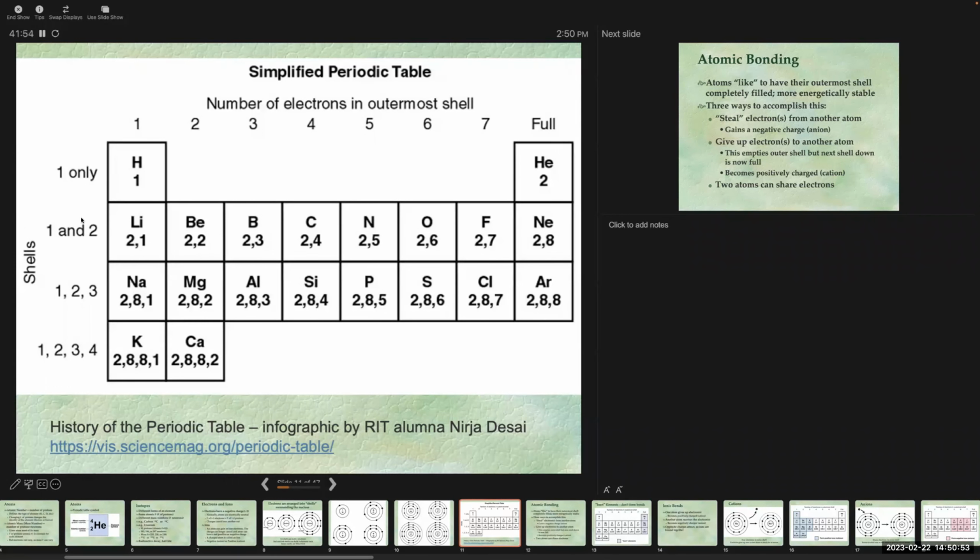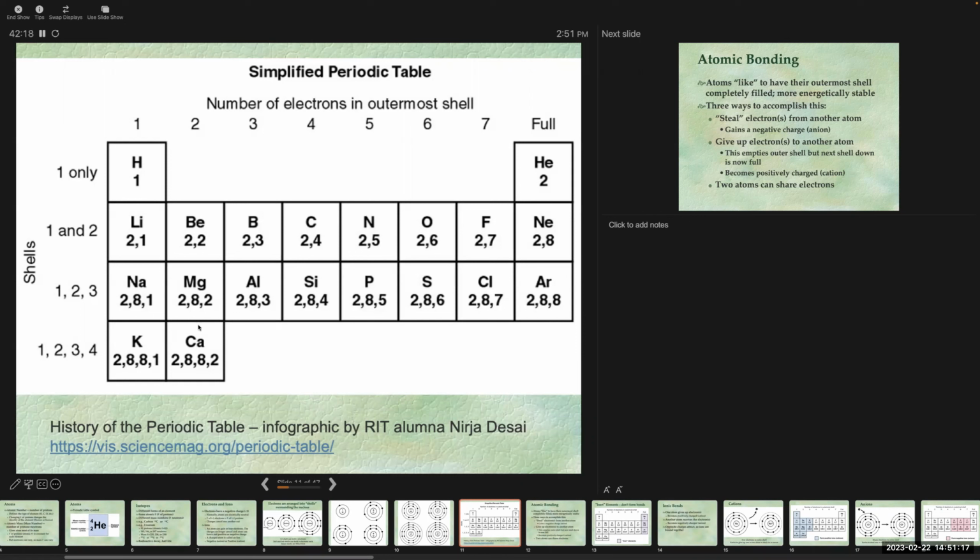In the row below that, we now have 2 shells. The first electron shell is filled up with its 2 electrons. And now we jump to the second shell and we start filling in that second shell. And then the next row has 3 shells. The next row has 4 shells. And like I said, then it gets more complicated after that.